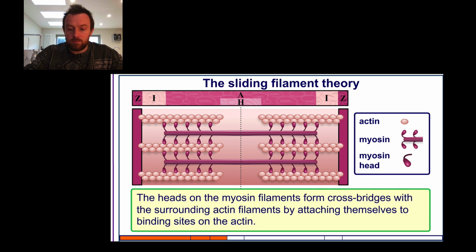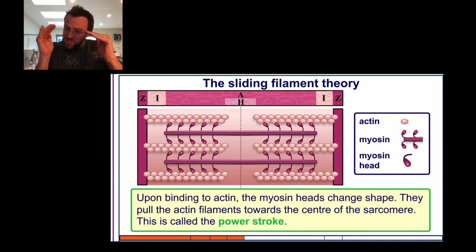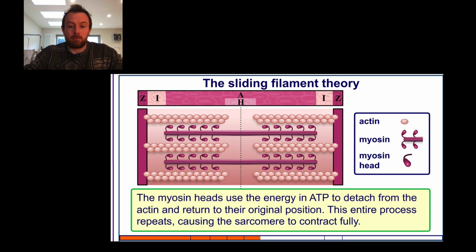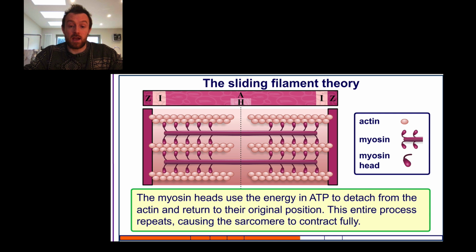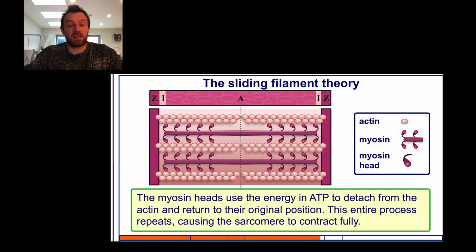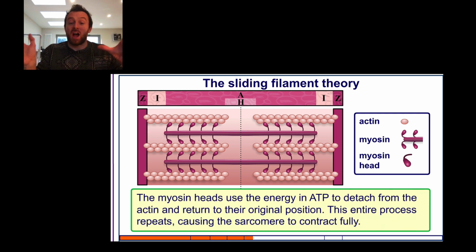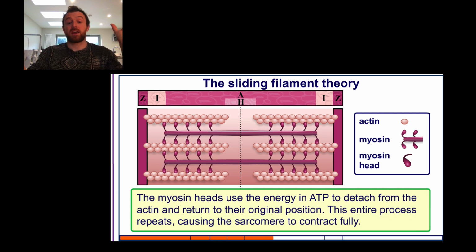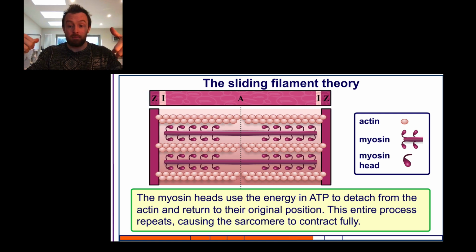Let me show you that again. The myosin heads bind, form a cross bridge, and then they do a power stroke to ratchet the fibers across each other. The myosin heads then unbind, and then they use ATP to go back to their original position where they can do another power stroke. So the ATP is required to unbind them, and then they can power stroke, ATP unbinds them, power stroke, ATP unbinds them, and so on.